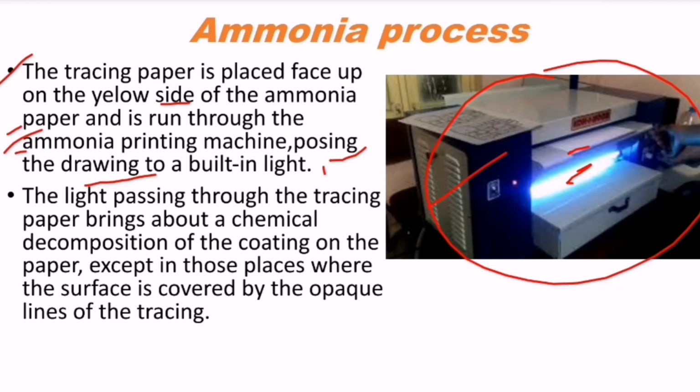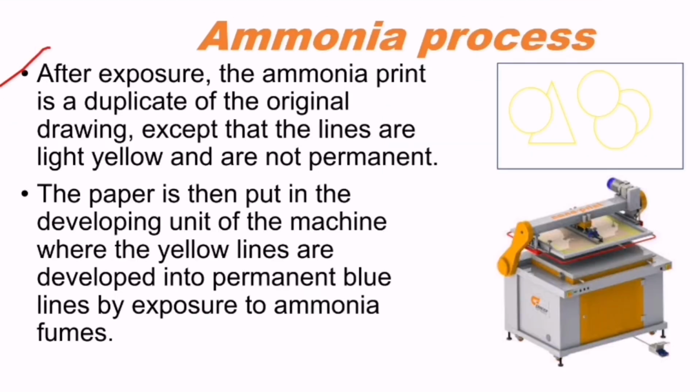It starts the printing. So the light passing through the tracing paper brings about a chemical decomposition of the coating on the paper, except in those places where the surface is covered by the opaque lines of the tracing. Opaque lines means the lines are not going to allow the light through. Those lines are called opaque lines. After exposure, the ammonia print is a duplicate of the original drawing, except that the lines are light yellow and are not permanent. Look at this. Here you can see some of the yellow lines.